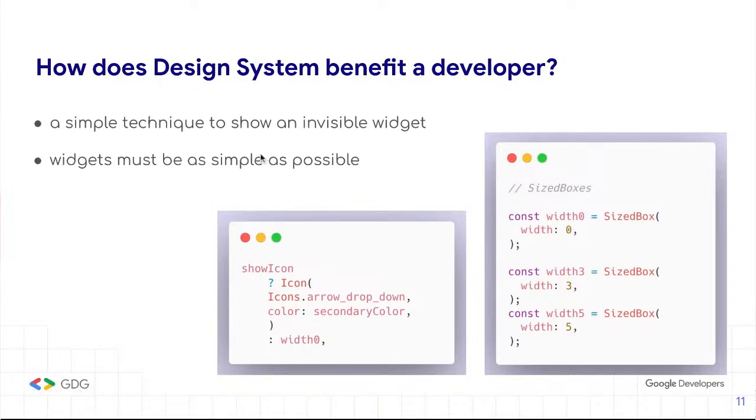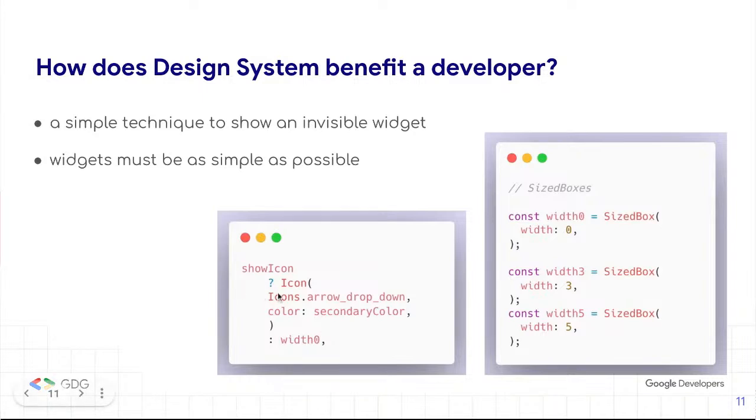So, a simple technique to show an invisible widget. Now here what I'm doing is I have a sized box and I want to show you how to use this sized box, especially the width 0 sized box. Now, there is a Boolean variable called show icon. And when show icon is true, I'm going to show this particular icon. And when it is false, I'm not going to show anything there. It's going to be an empty space with no width and no height.